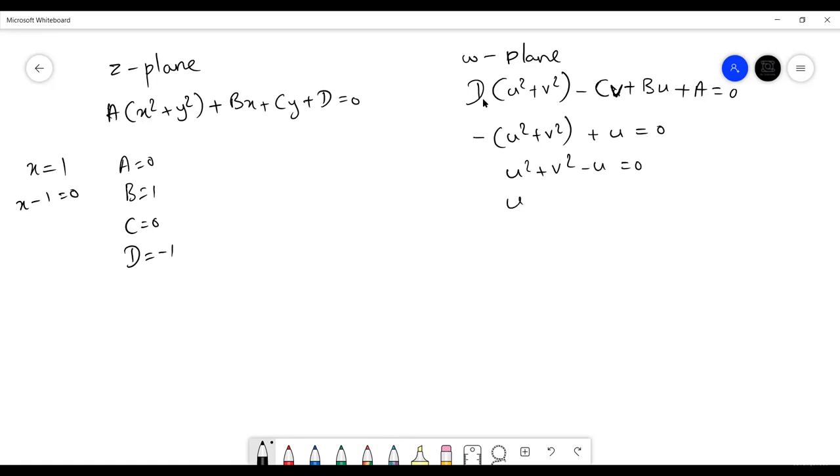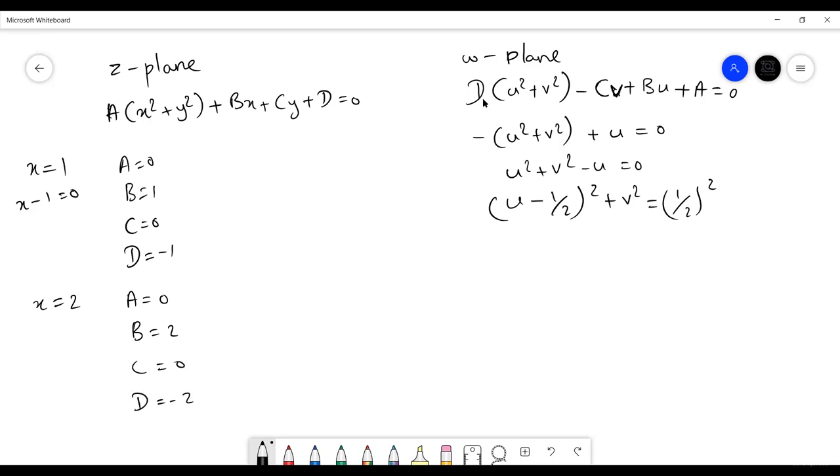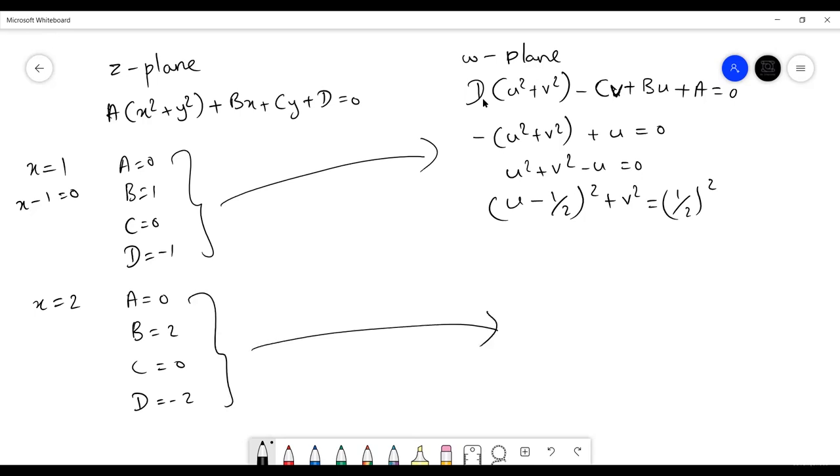You can convert this. So (u minus half) whole squared plus v squared is equal to half squared, right? So simple as that. Similarly for x equal to 2, you can find a is again 0, b is 2, c is 0, and d is minus 2. So you can substitute all these values here, and you can find the new equation, right?